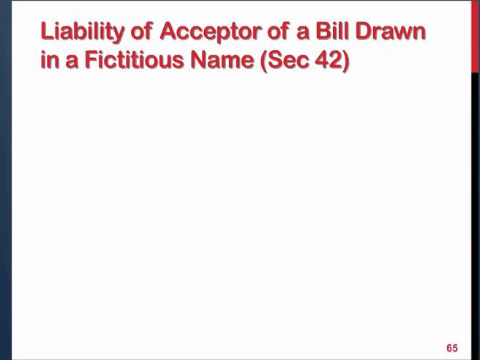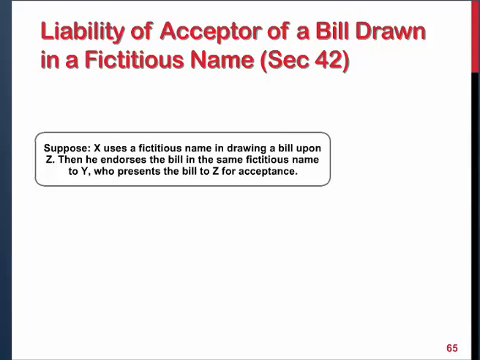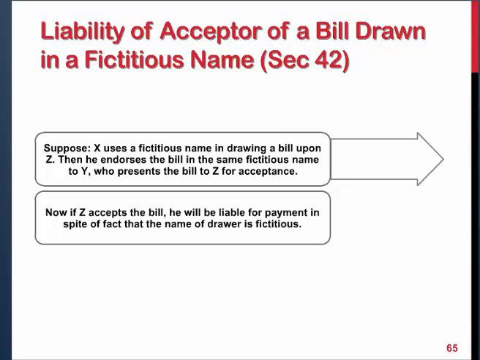Liability of acceptor of a bill drawn in a fictitious name. Section 42. The acceptor is not relieved from liability by proving that the drawer is fictitious. Suppose X uses a fictitious name in drawing a bill upon Z. Then he endorses the bill in the same fictitious name to Y, who presents the bill to Z for acceptance. Now, if Z accepts the bill, he will be liable for payment in spite of the fact that the name of the drawer is fictitious.